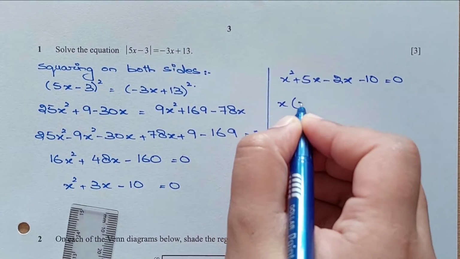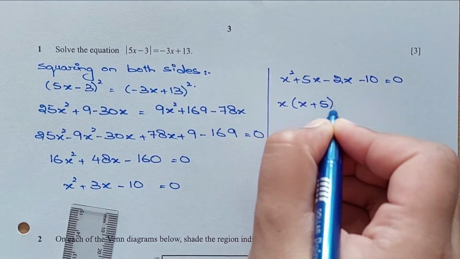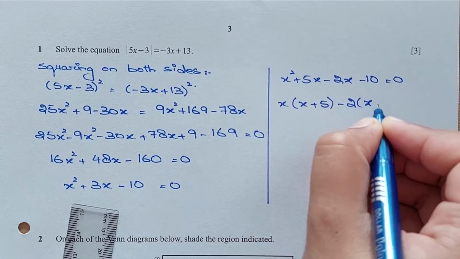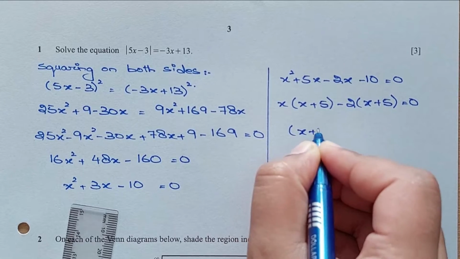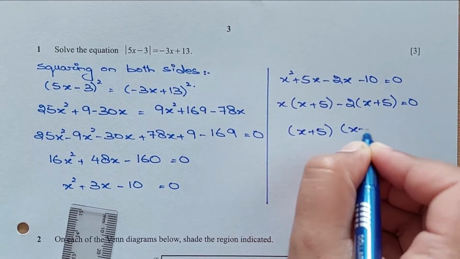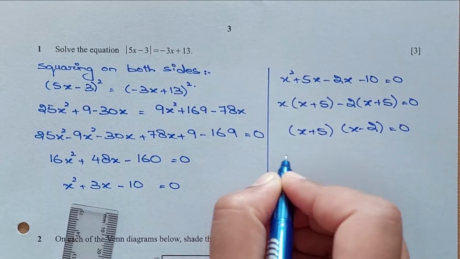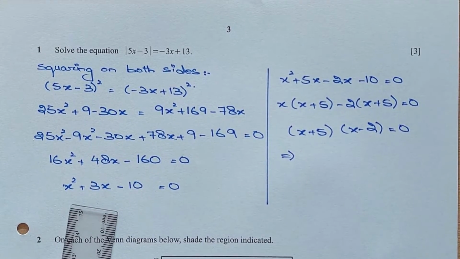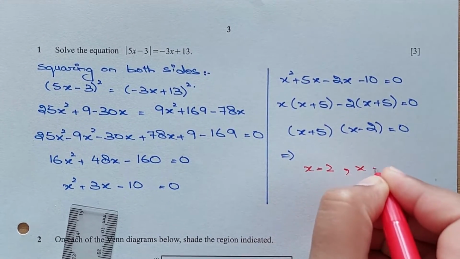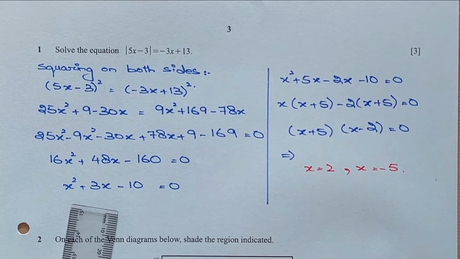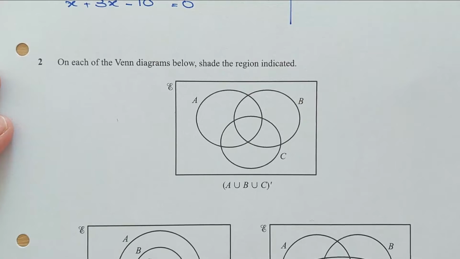x is common, x plus 5 is left, negative 2 is common, x plus 5 is left, equals 0. So the two factors are x plus 5 and x minus 2, equals 0. So we have two values for x. x is equal to 2 or x is equal to negative 5. These are the two solutions.